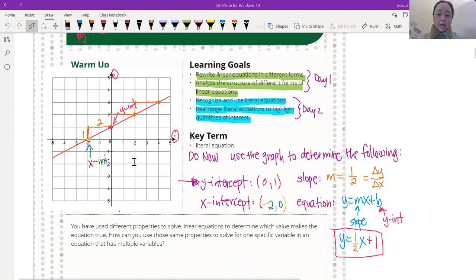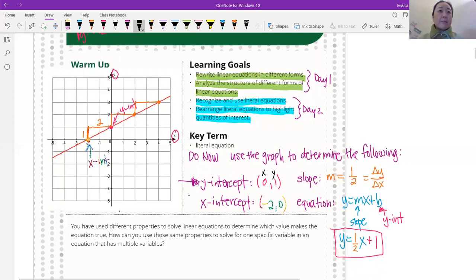And if you notice, the y-intercept is what? The point at which this line right here intersects the y-axis, which is right here at, as you can see, (0, 1). And if you remember, the x comes first and then the y. So make sure you always write the x first and then the y.